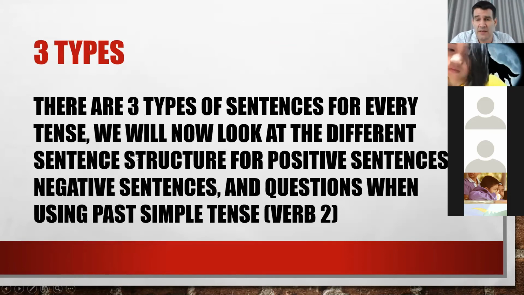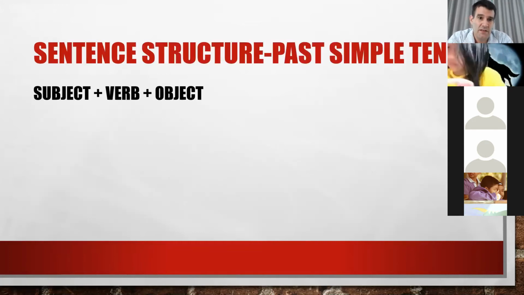So I'll go through some examples. We'll talk more about verb 2 in a couple weeks. So again, there are 3 types of sentences. We will look at the different sentence structure for all 3 types using past simple tense now. So for a positive sentence, it is the same. Subject, verb, object. The verb will be different though. You will use verb 2, not verb 1, as your verb.